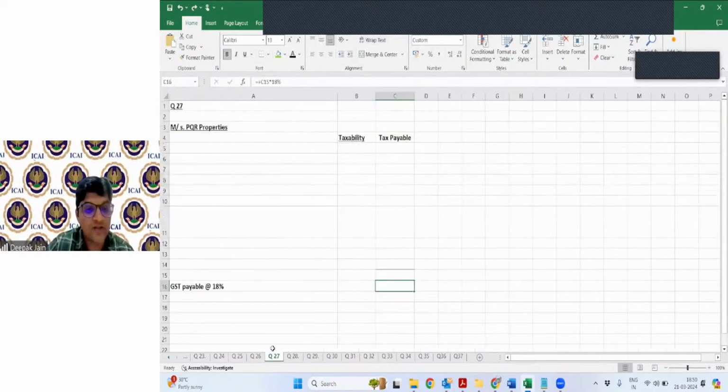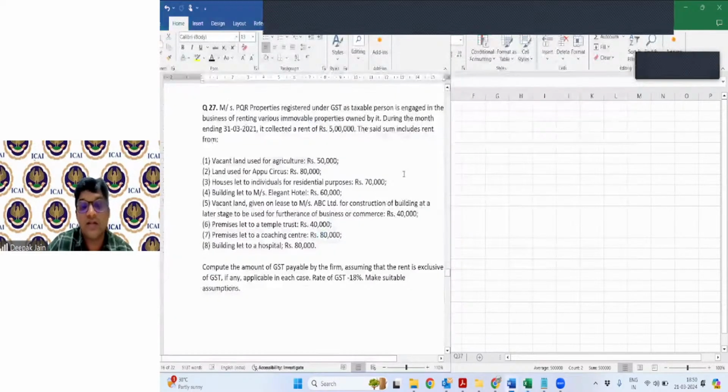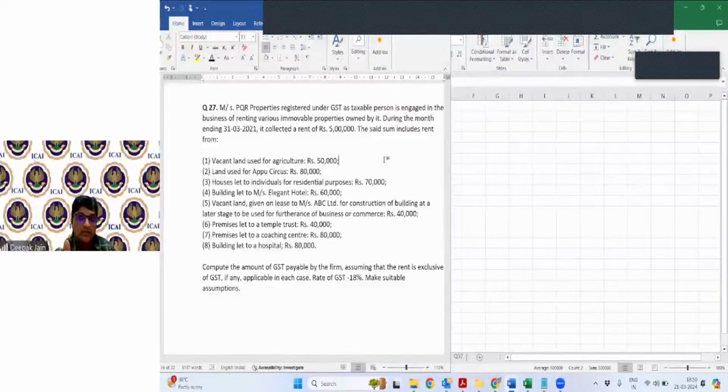Okay. So question number 27, PQR properties, taxability and the tax payable. This question is a little different. It is not that we need to add these. We will have to do a reverse calculation because they have received rent of 5 lakh rupees. Now this 5 lakh rent includes the following portions. If it is taxable, then we don't have to do anything. If it is exempted, then we will have to add it back.